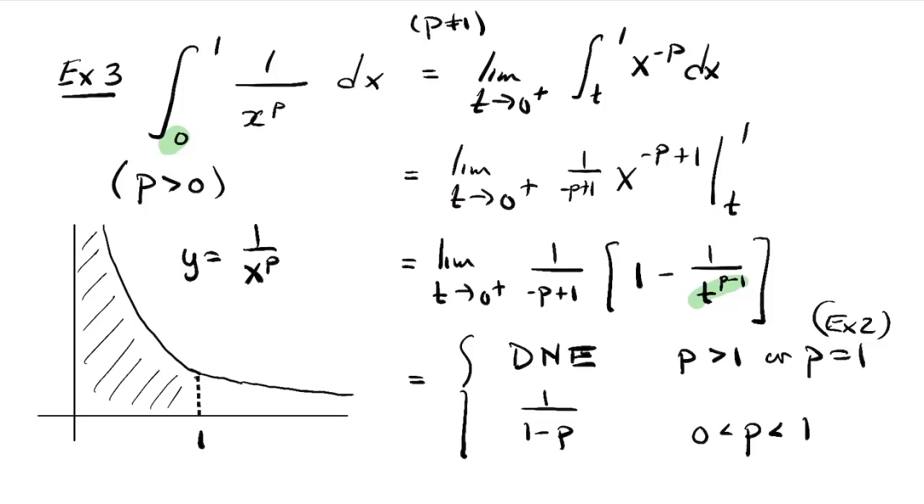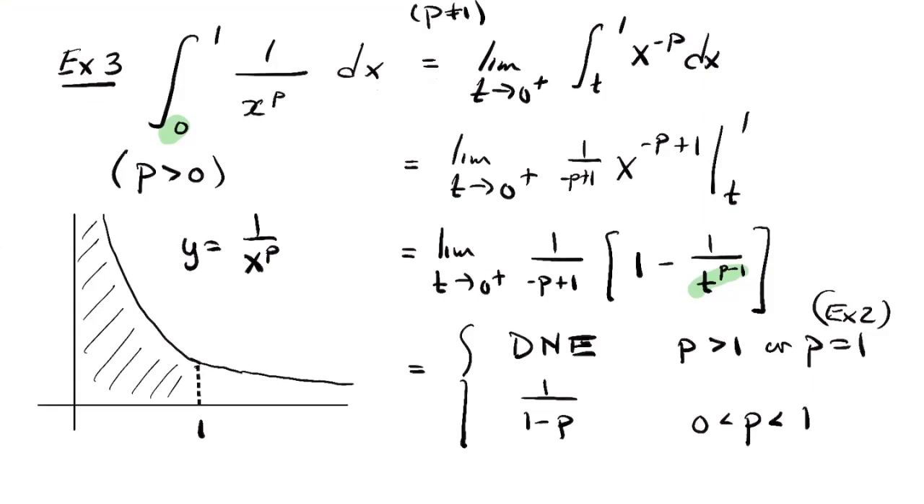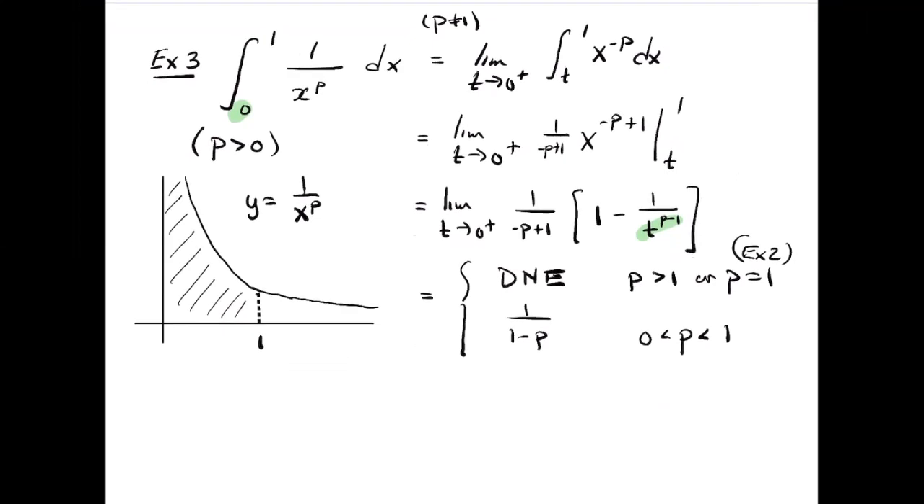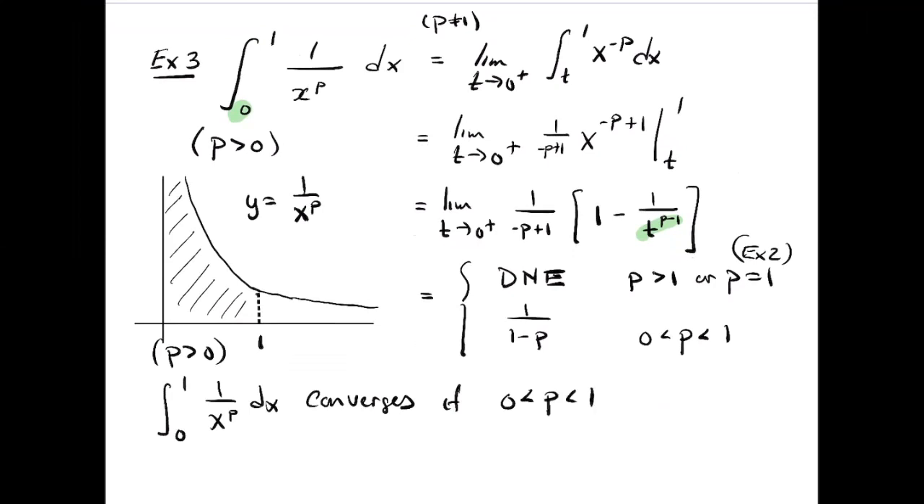All right, so that's kind of an interesting summary. I'm going to zoom out a little bit so I can keep this visible. But this is kind of cool that if we summarize that on one line, the integral from 0 to 1 of 1 over x to the p, remember, I'm always assuming p is positive here, converges if 0 is less than p, which is less than 1, and it diverges otherwise.